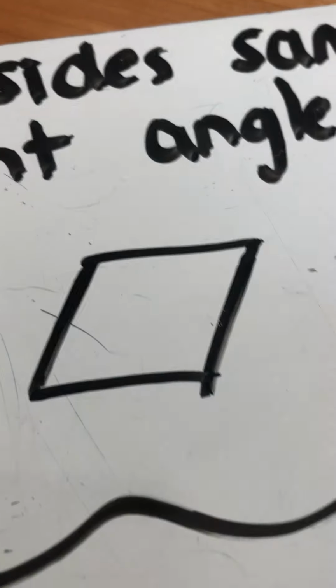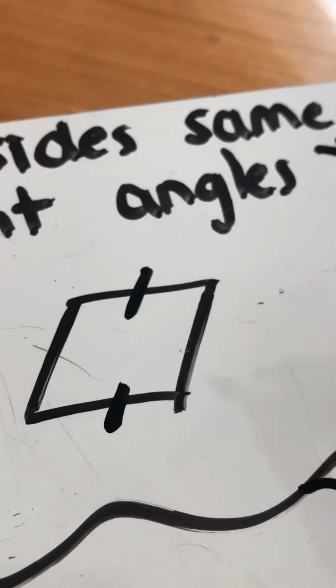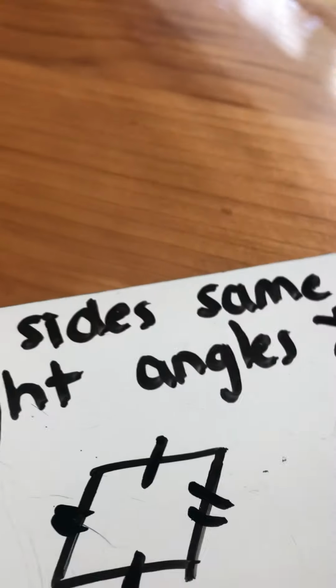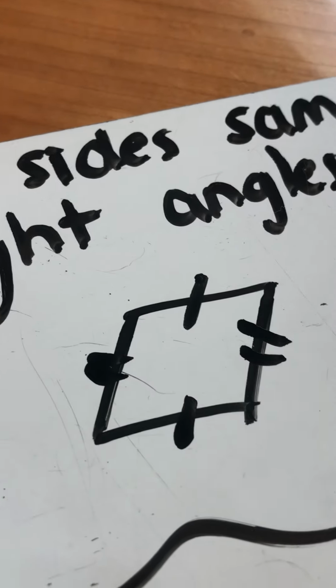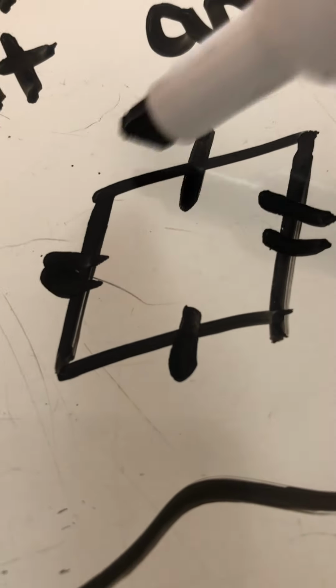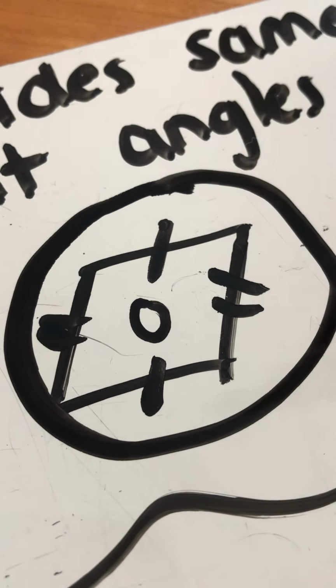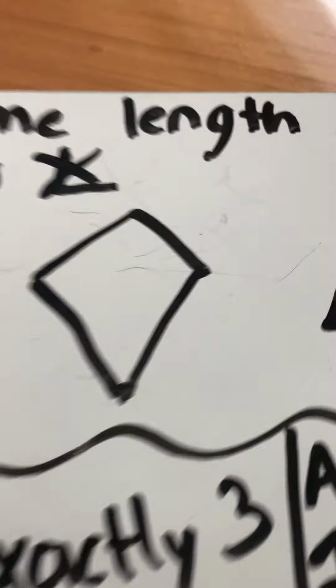Moving on. Opposite sides equal, and the other opposite sides equal. Yes, opposite sides are the same length. Does it have any right angles? This looks like a tiny angle. It is not a right angle. None of these angles are right. So they have 0 right angles. We have opposite sides the same, no right angles. We found ourselves a winner.